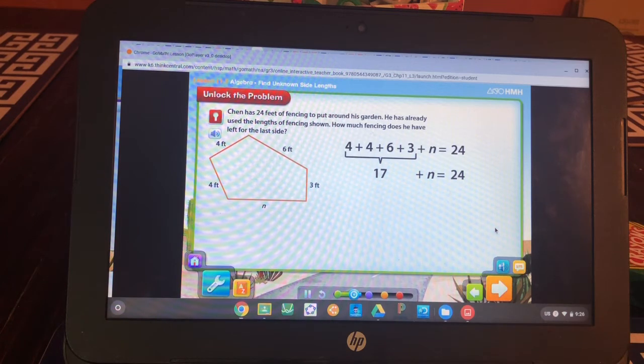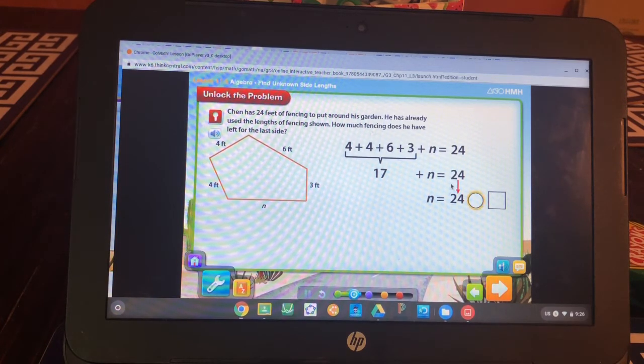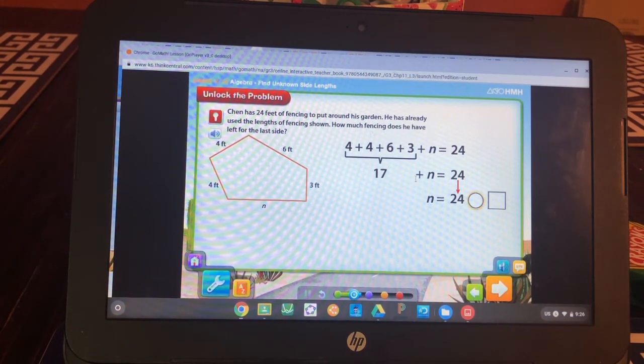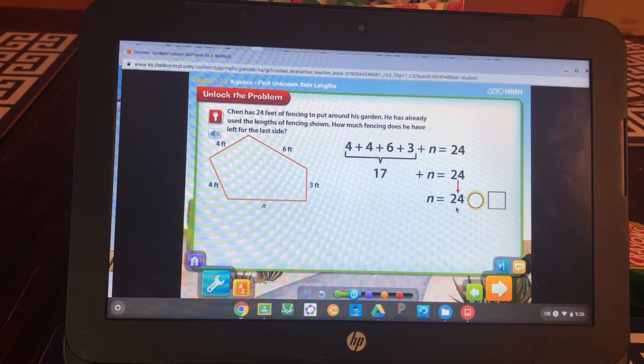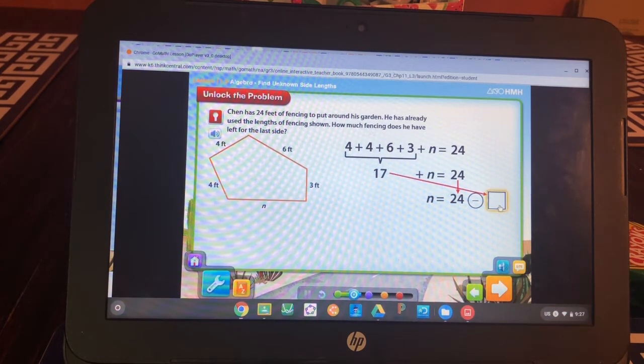Addition and subtraction are inverse operations. You can use the inverse operations to write a related equation that uses subtraction. Remember, inverse means opposite. So 17 plus n equals 24. What would be the opposite of that? n equals 24 minus what number? 17. A related subtraction equation is n is equal to 24 minus 17.